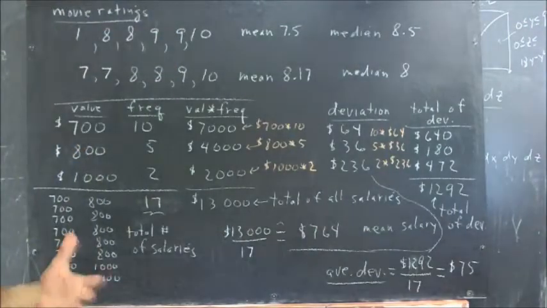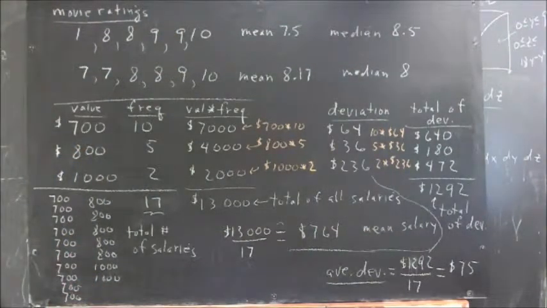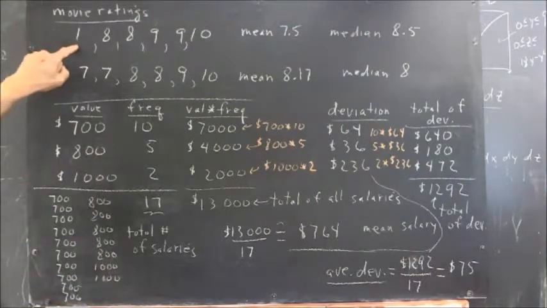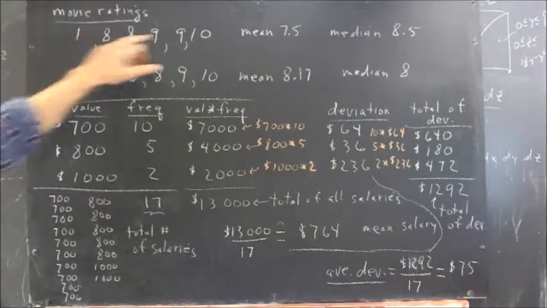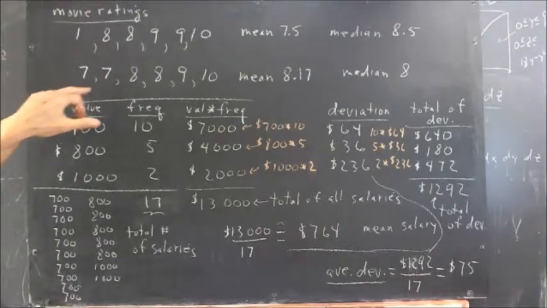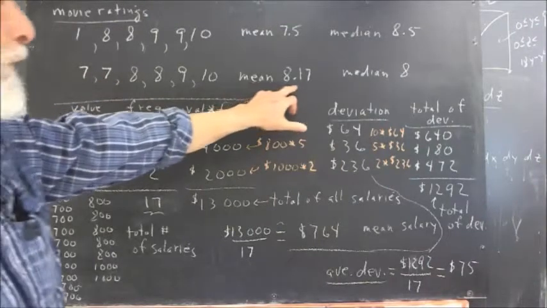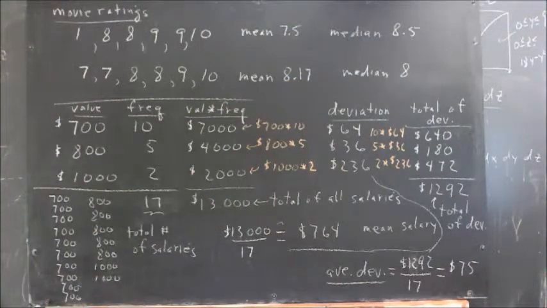Now, which are you going to use? Which do you think is more appropriate? It depends a lot on what you think about this 1 here. Because if this 1 is eliminated from consideration, this group has the higher mean. If you throw out the lowest one in this group, it doesn't affect the mean very much because the 7 is pretty close to the original mean of 8.17.